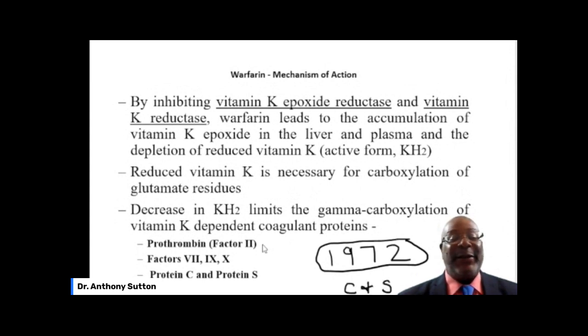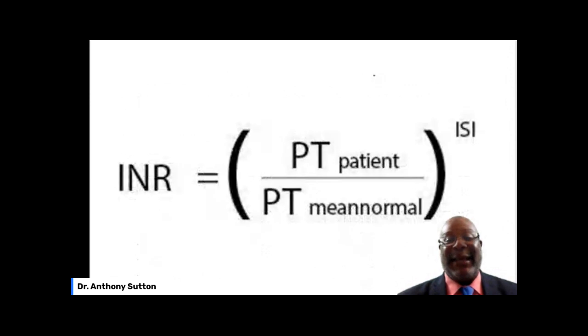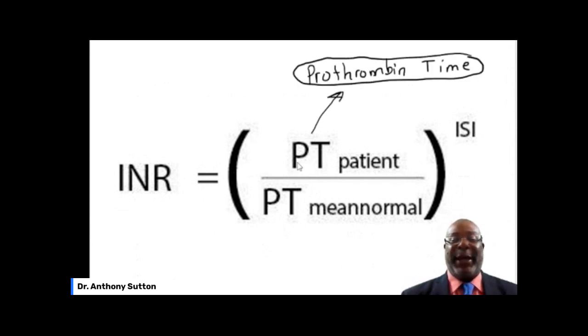So 1972, protein C and S, INR. Again, what is INR? It's basically just looking at your prothrombin time, right? The prothrombin time of the patient over the prothrombin time of the normal population. That is your INR.